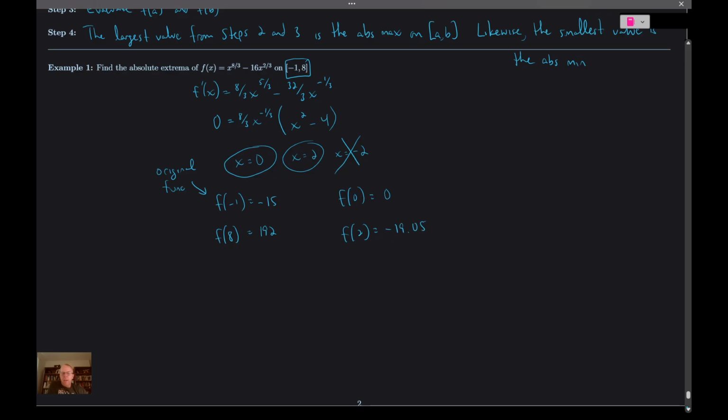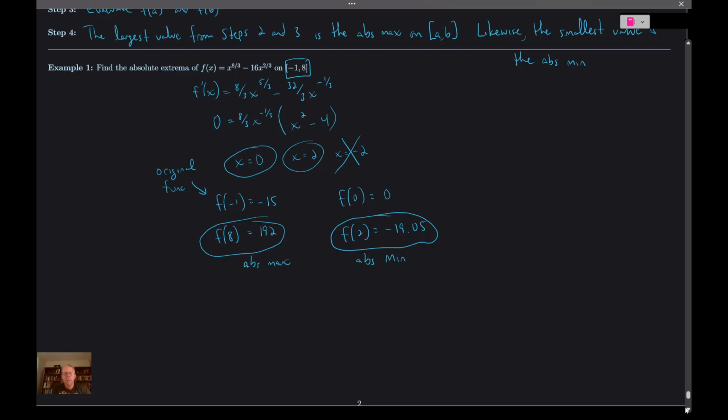19.05. So now if we look at all these, what is the smallest number? That would be this one. So this is our absolute minimum. And then where's the biggest one? This is the biggest one, so this is an absolute maximum. That's really all there is to it.